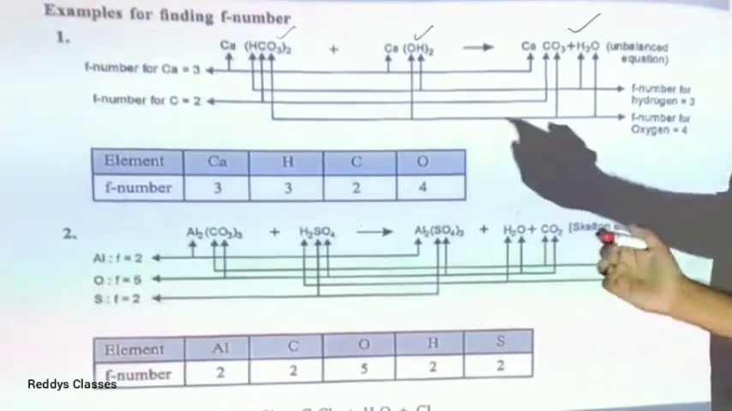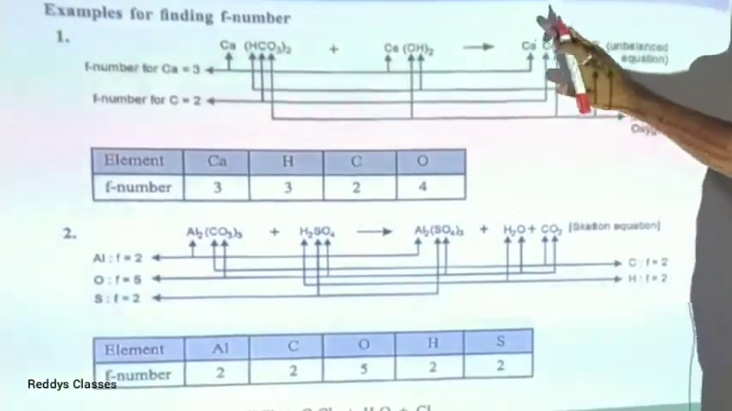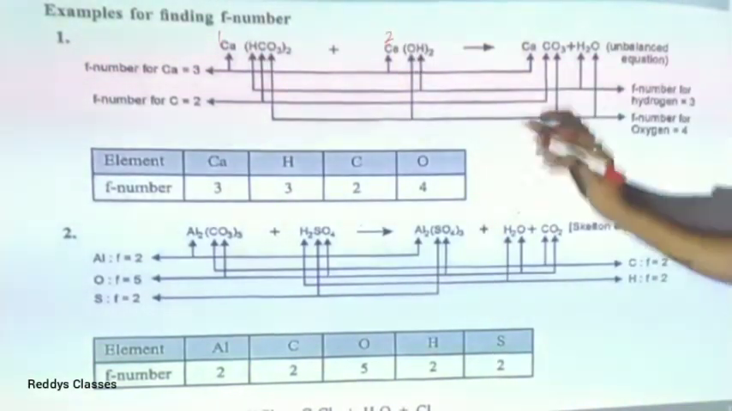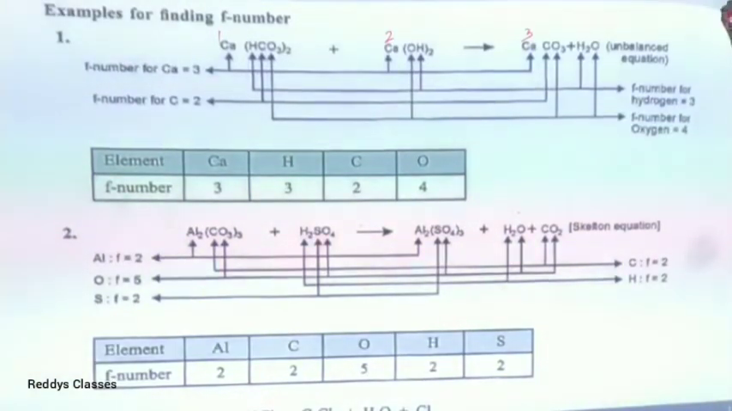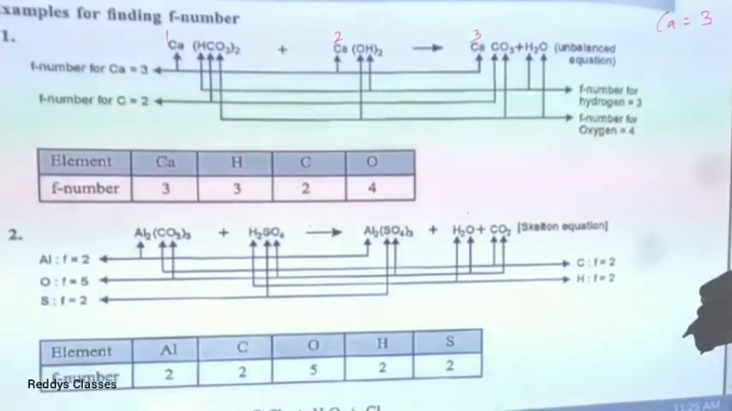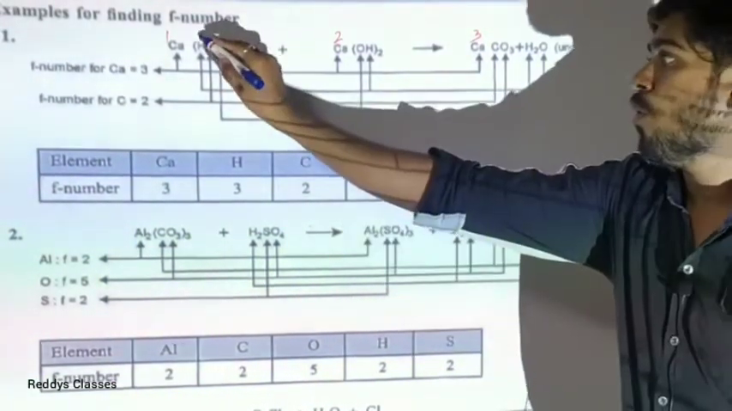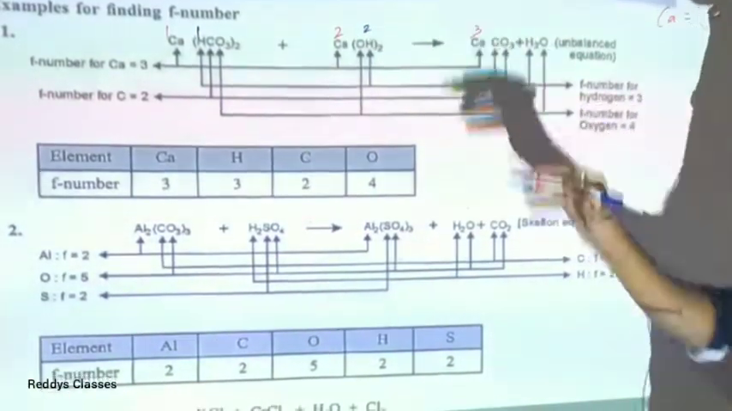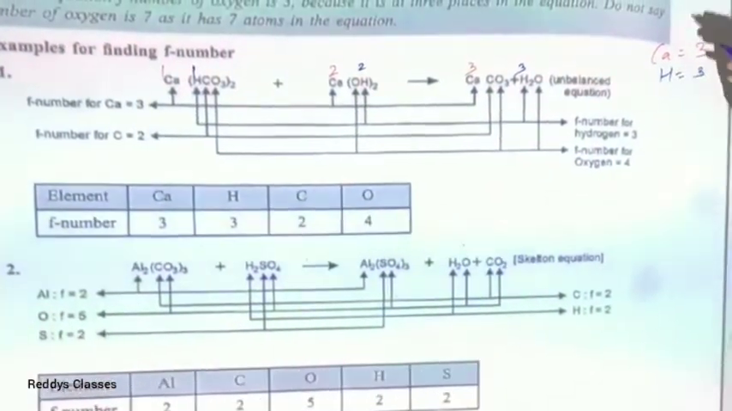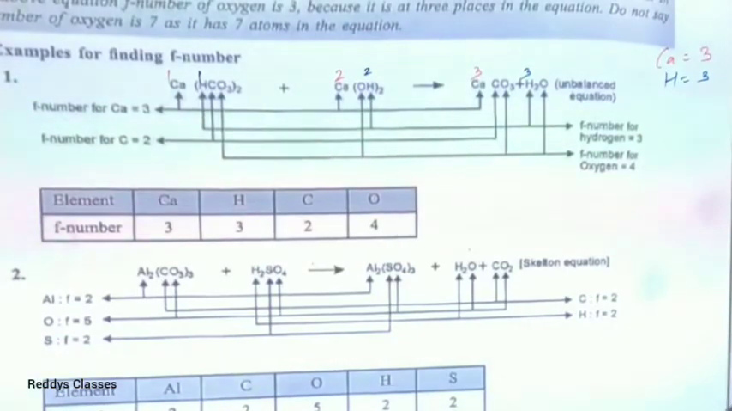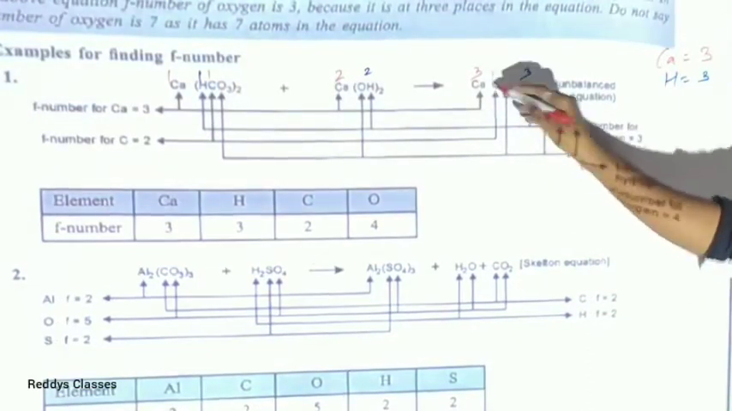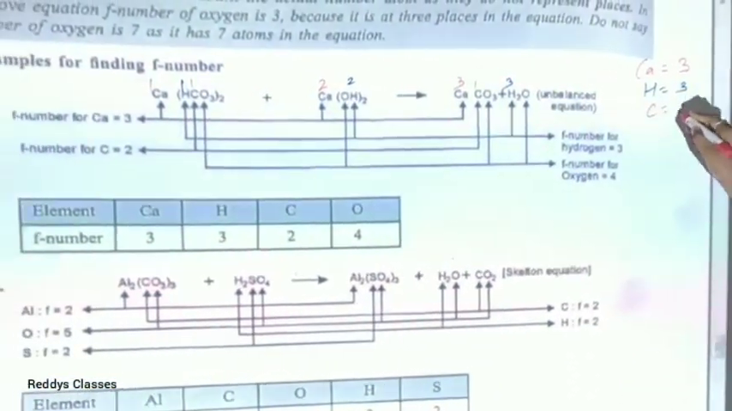First of all, calcium exists here as 1, 2, 3. Existence of calcium, F number is what? 3. Secondly, let us talk about hydrogen. 1, 2, 3. Hydrogen is 3. Let us talk about carbon. 1, it's not there. 2, so carbon is 2.